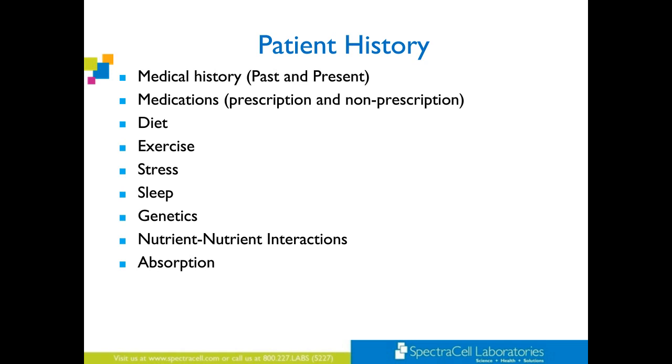The nutrient-nutrient interactions. Once again, does a person take a particular vitamin, mineral, or metabolite that may be interfering with another one? And we'll talk about some of that today, is how you may be prescribing a particular nutrient for somebody, but at the same time that person needs that nutrient, and it will interfere or cause some problems down the road if the dosage is not balanced out.